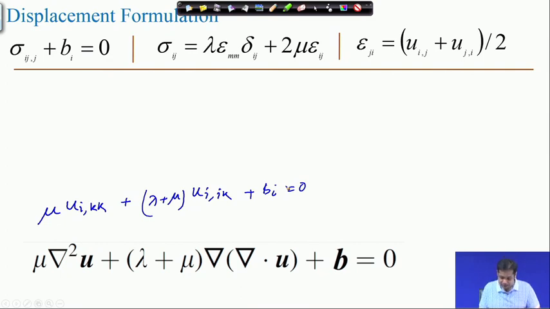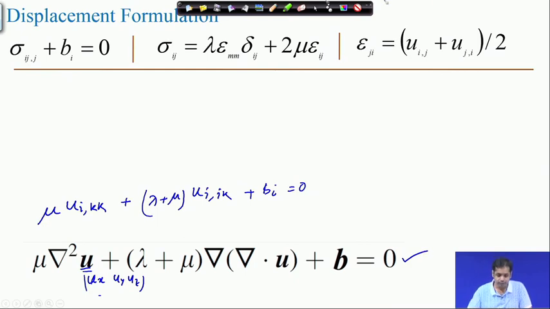Now, if you combine this and write in a vector form, this gives you 3 equations. Okay. u is now u_x, u_y and u_z. Depending on what term you are taking, you get the first, second or third equation. So, this is the final equation written in terms of displacements. Okay. Now, once we have derived the equation in terms of stresses and then the equation in terms of displacements, let us now summarize all these equations, and then from there we will see how those equations can be solved.